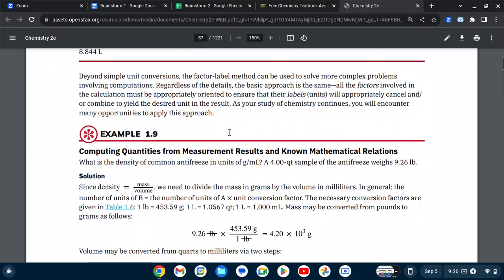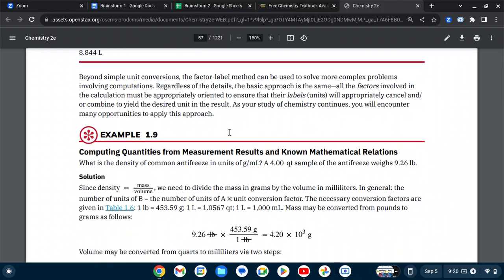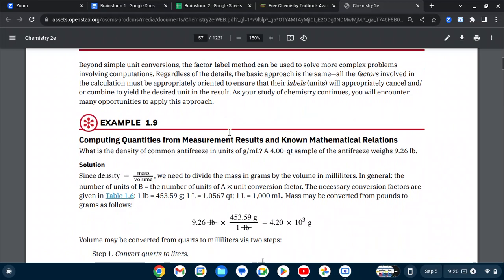Beyond simple unit conversions, the factor label method can be used to solve more complex problems involving computations. Regardless of the details, the basic approach is the same. All the factors involved in the calculation must be appropriately oriented so as to ensure their labels will appropriately cancel or combine to yield the desired unit in the result. As your study of chemistry continues, you will encounter many opportunities to apply this approach.